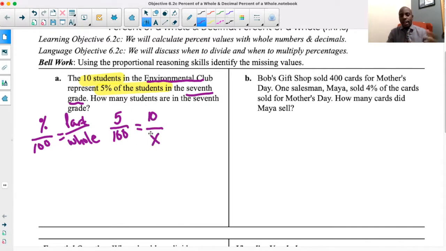All right. Now, ladies and gentlemen, after you have this set up, we cross multiply and we end up dividing to get our answer. I'm going to fully write it out for you. We get 5x is equal to 1,000. We divide both sides by 5, right? You can draw your line here.